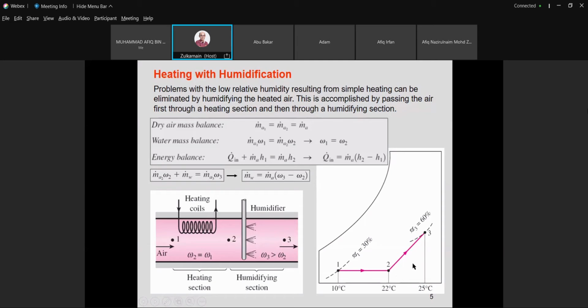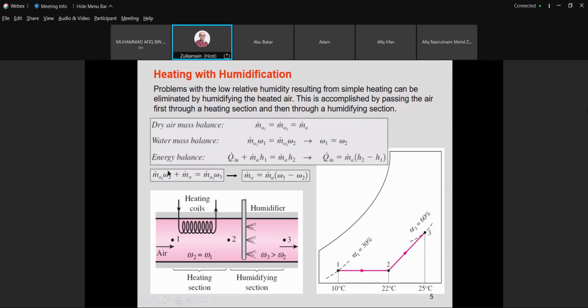And what is the delta omega? The increment of the humidity is omega 3 minus omega 2. So this is the amount of water that we are going to sprinkle. This is the amount of water we have to sprinkle, which is m dot A multiplied by omega 3 minus omega 2. So this is based on the mass balance. Right, so this is a mass balance for m dot W, which is being produced.